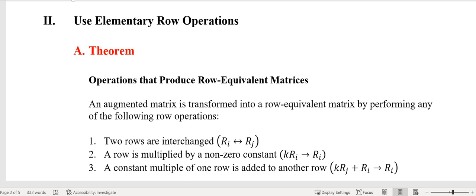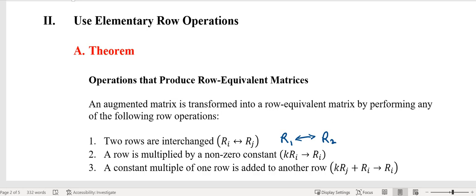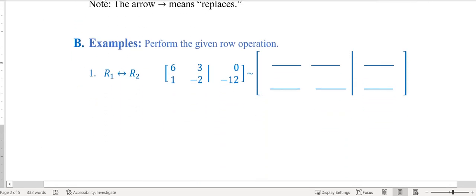All right, operations that produce row equivalent matrices. An augmented matrix, so those are the matrices we just created, is transformed into a row equivalent matrix by performing any of the following row operations. You could interchange 2 rows, so you could say row 1 is interchanged with row 2. Or a row is multiplied by a non-zero constant. Or a constant multiple of one row is added to another row. So let's go do some examples.